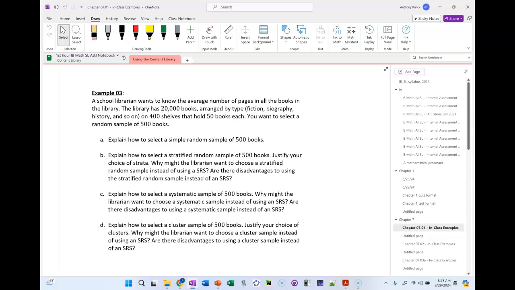Just like randomly choose 10 shelves. So that won't be a simple random sample. That is a sampling method, but it won't be a simple random sample.